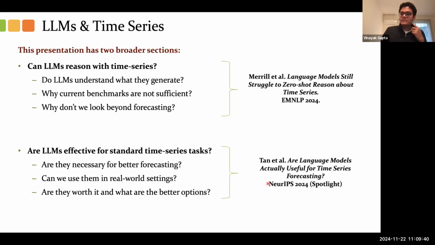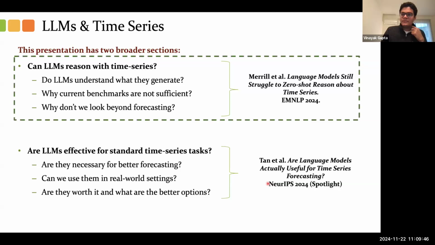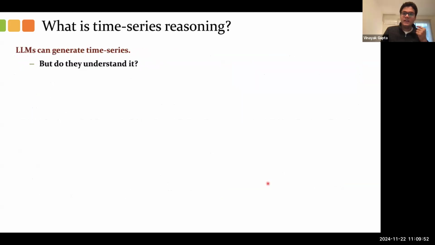So these are two publications that both these threads are based on. For now, let's focus on the first part. So can large language models reason with time series? LLMs can generate anything. If you ask them to generate text, they'll give you text. If you ask them to generate an image, they'll give you an image. And if you ask them to generate time series, they'll give you some time series.